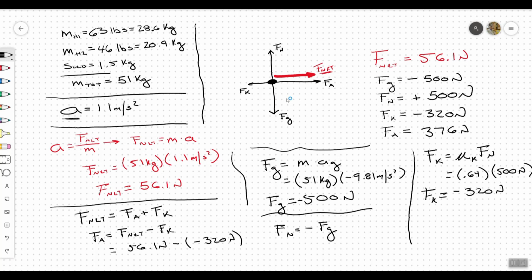For example, I just did a quick look. The average human can pull with between 400 and 600 newtons of force. So the fact that I got 376 seems about right. If I had gotten 3,000 newtons, I would probably question something or some calculation that I did. So you just want to come approximately close, and that'll be just fine.